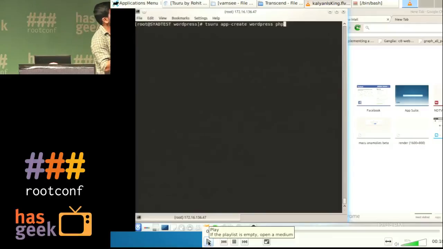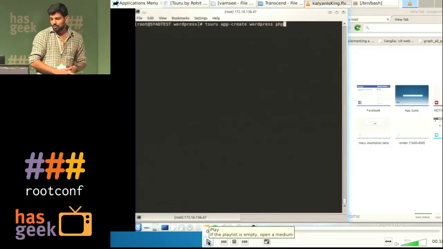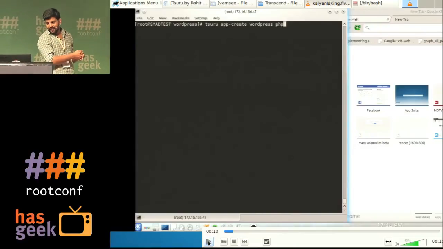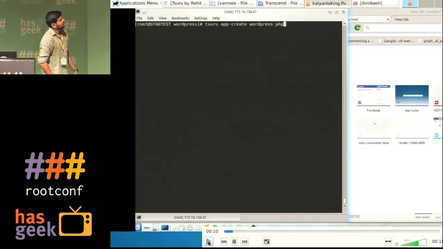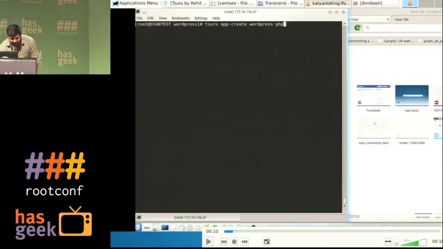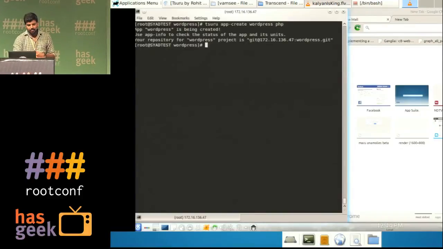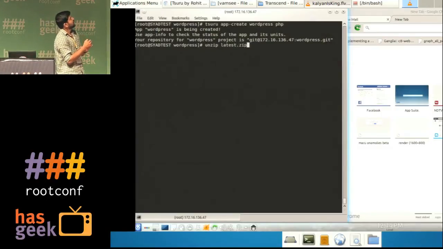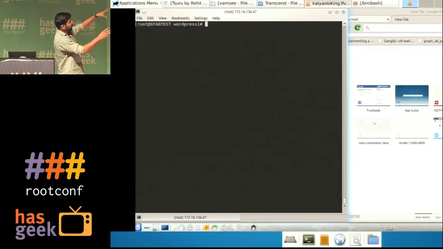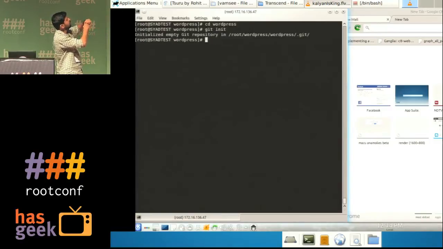We are just trying to deploy a basic WordPress application via Tsuru. We are going to create a simple Tsuru application. We created the application, and now we are unzipping everything into a root directory and initializing the Git repo. After this is done, we will push all of this to the Tsuru server.